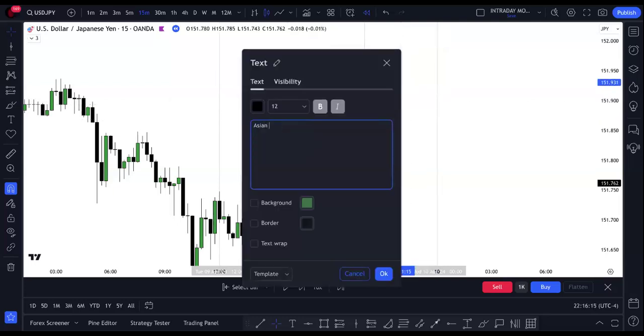We got the Asian kill zone. Trading is allowed. Right? Trading allowed. And then we got 8 p.m. to 12 a.m. New York Eastern Standard Time.